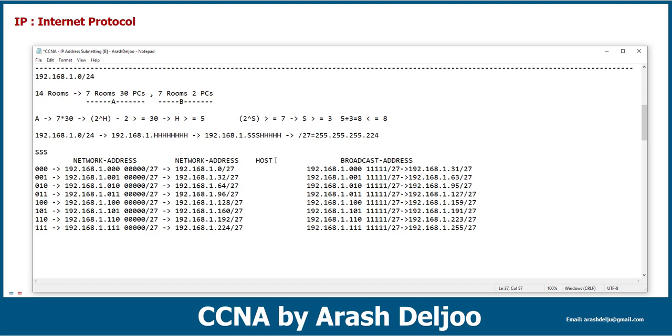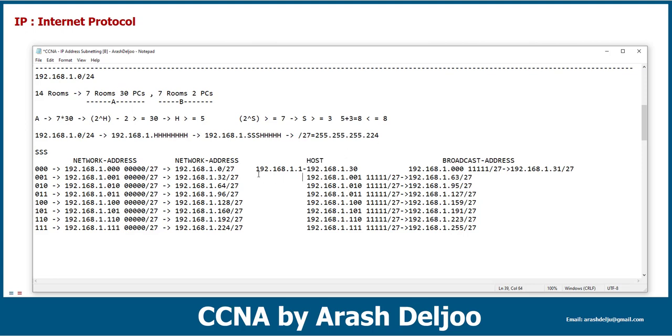Let me write here host address. Okay, here we have this value: 192.168.1.1 to 192.168.1.30. That's it. This is the range of the host addresses.